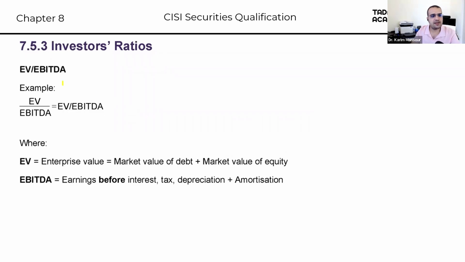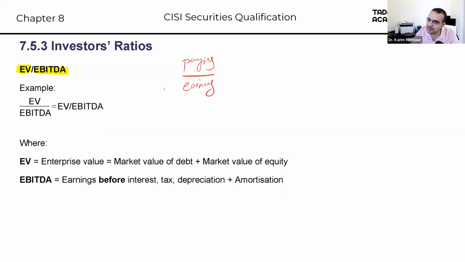Another ratio is the enterprise value, the value of the company, over its earnings. But we don't take the net earnings. We take the earnings before interest, tax, depreciation, and amortization. So what we're trying to see here is how much are we paying if we are going to buy this company, compared to how much we are going to be earning?